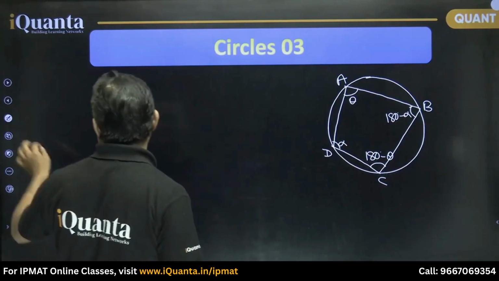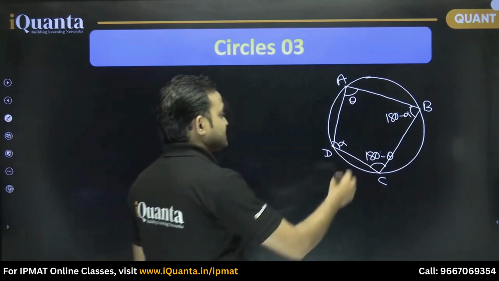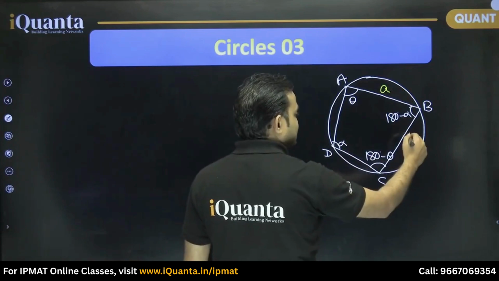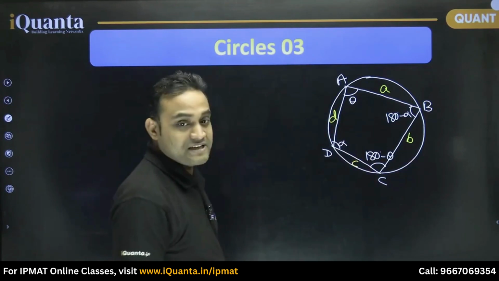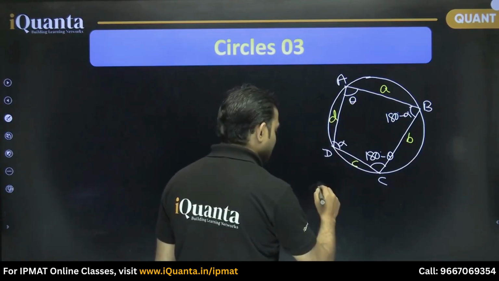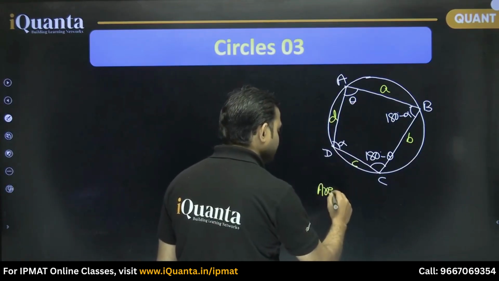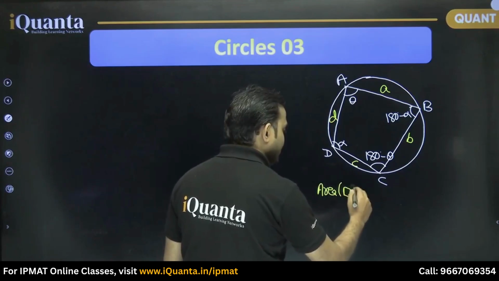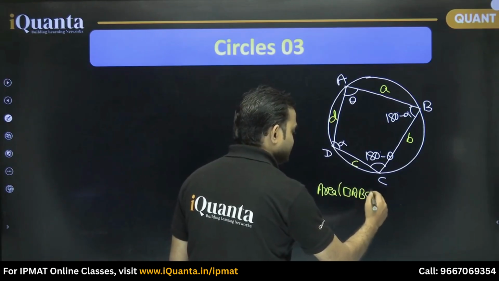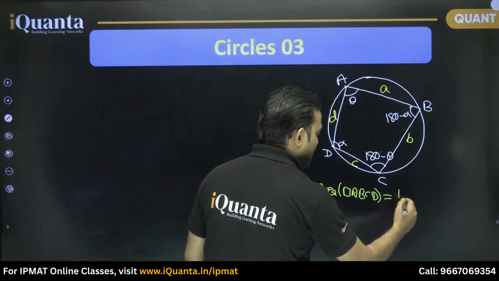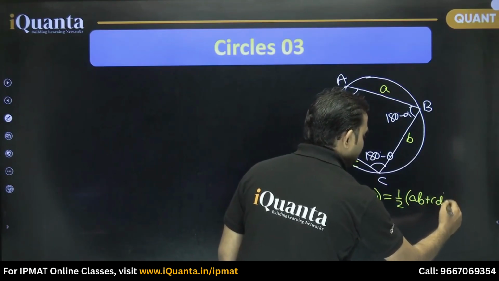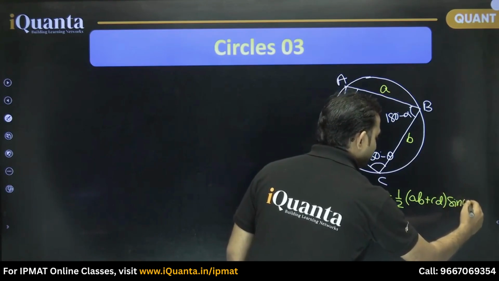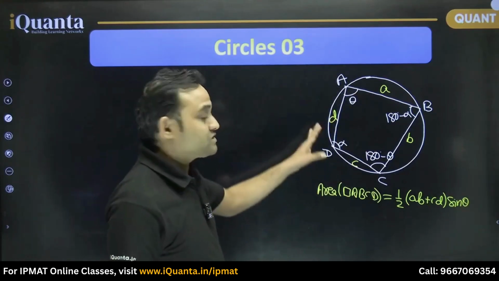Now what we can say, that let's say if this side length is A, this side length is B, this is C and this is D, then we can say that area of this quadrilateral ABCD will be equal to half AB plus CD into sine theta. This is the area of this quadrilateral.